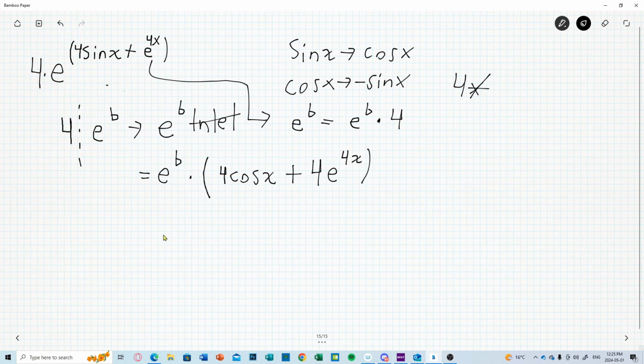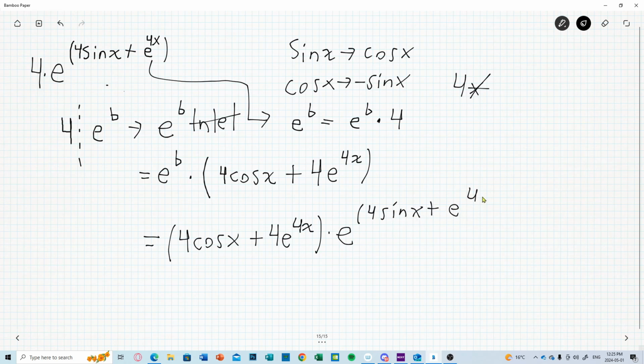Now, I'd like to put that in front and make the b the original function to clean it up. So equal 4 cos x plus 4 e to the 4x, all multiplied by e to the 4 sine x plus e to the 4x.